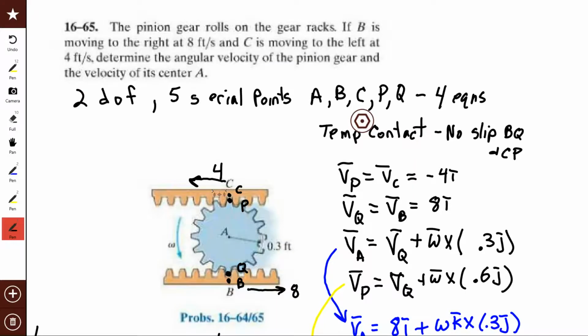So for this problem, how many degrees of freedom is it? Step one, right? Find out if it's chapter 16 or chapter 17. Step one, find the degrees of freedom. The answer is 2. Why is it 2?